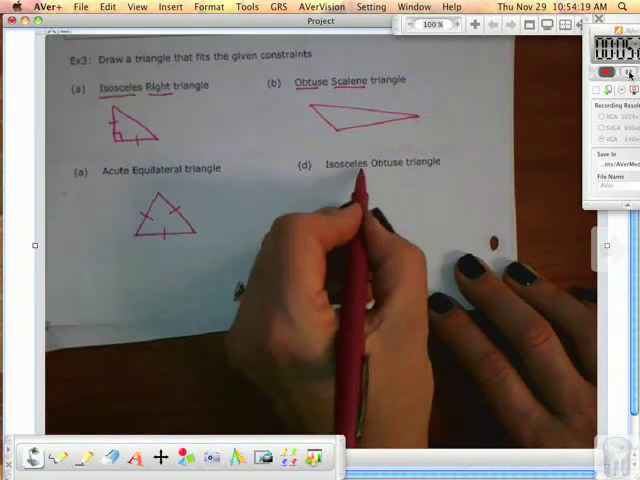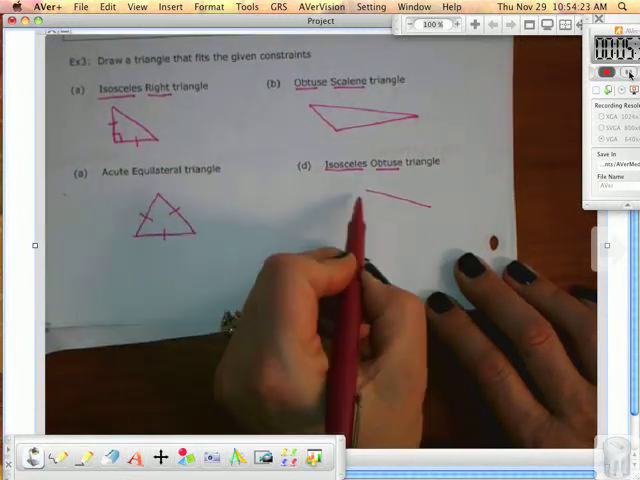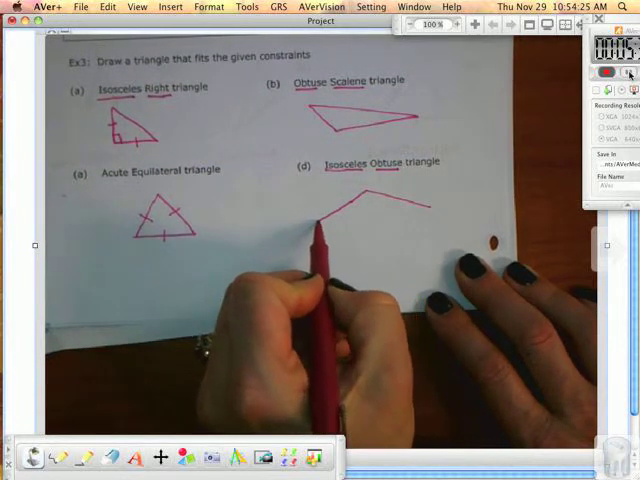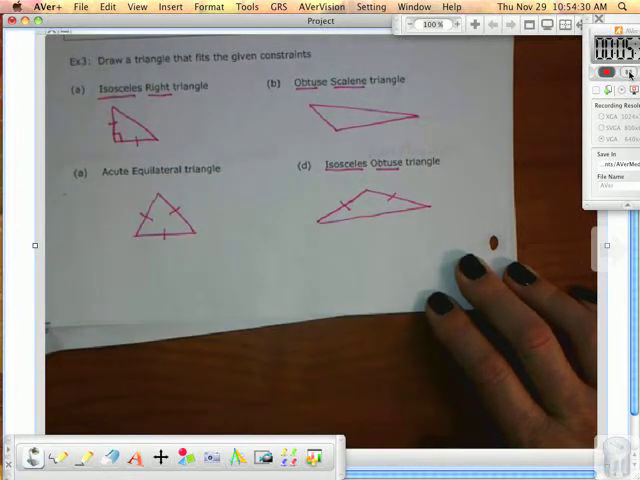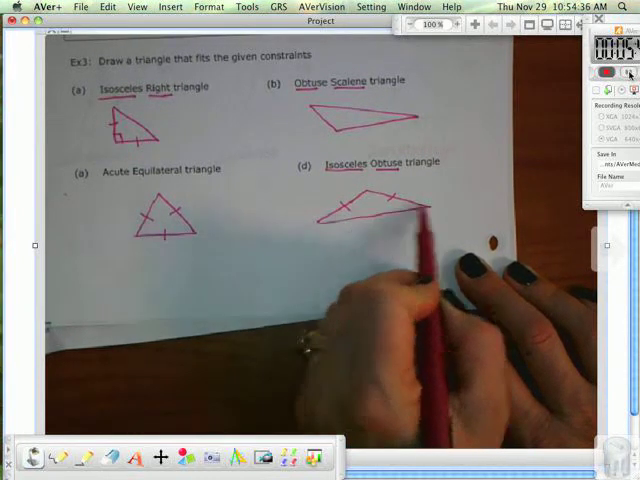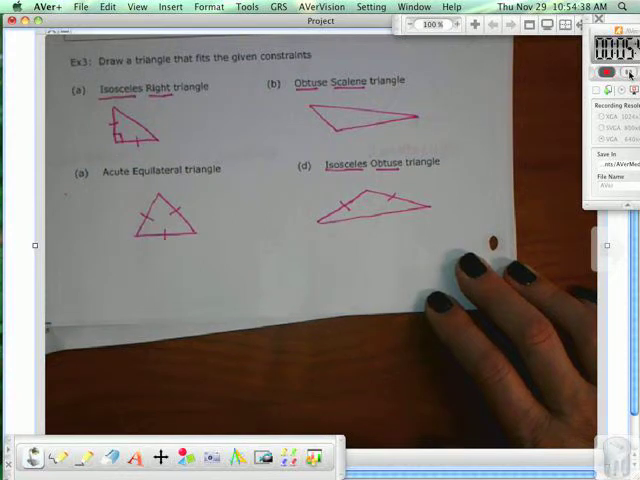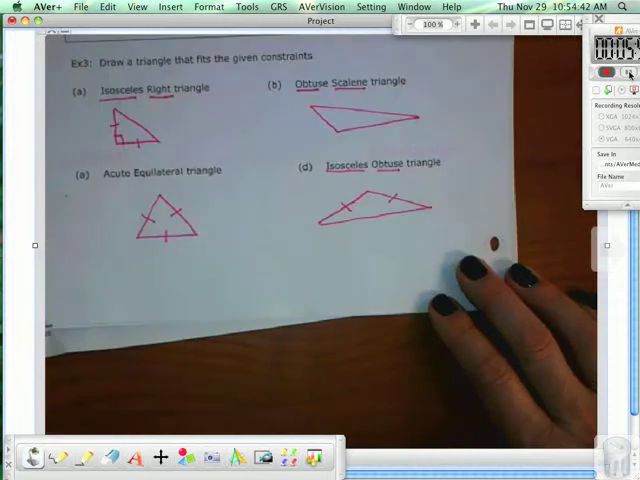Isosceles obtuse triangle. So I got to have one big angle, but two sides the same length. So something like that. This is my obtuse angle, and these are my two equal sides. Doable? Okay, it gets better. Ready? Turn it over.